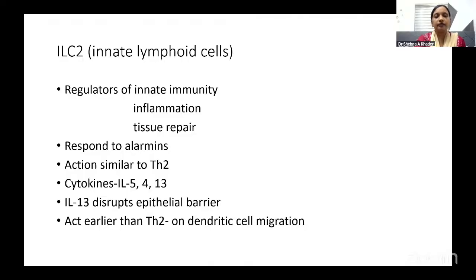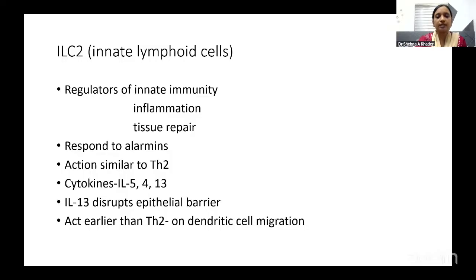And another cell which is very important, similar to Th2 cell, is ILC2, that is innate lymphoid cell type 2. These are regulators of innate immunity, and they trigger the inflammation and are also helpful in tissue repair. These also, similar to the Th2 cell, respond to epithelial alarmins, and the actions are similar to Th2.